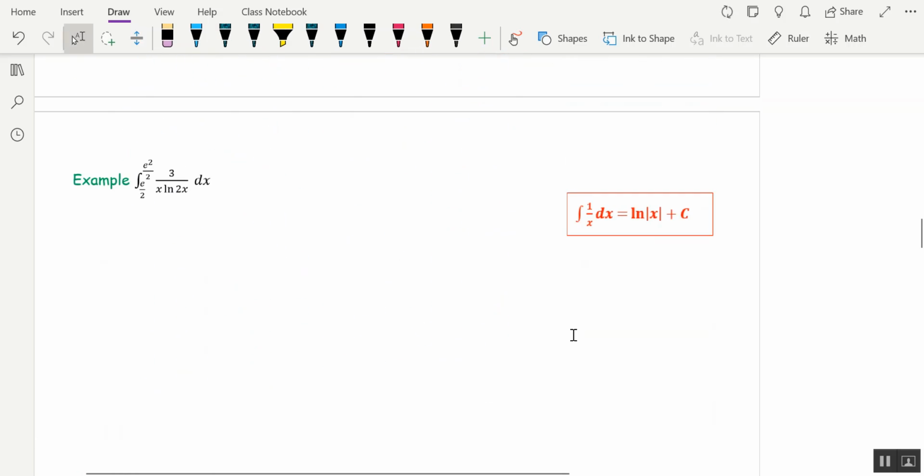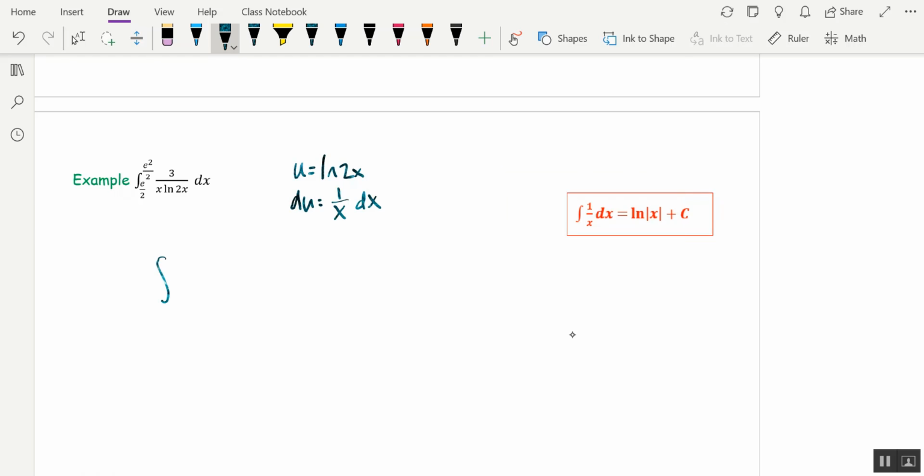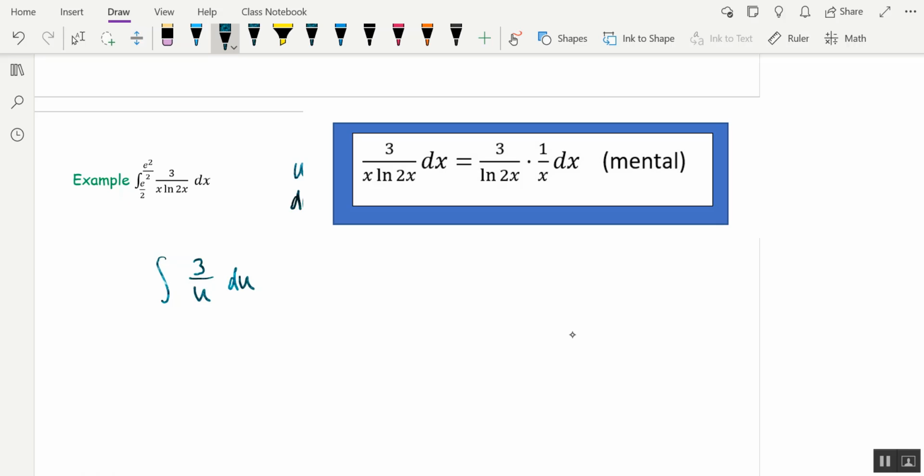Here again, I'm going to let u equal ln, well, this time ln 2x. du will be 1 over x dx. Make sure you pause and understand that. And so our new integral will be the integral of 3 over u du, and that takes care of both the 1 over x dx and the ln 2x.